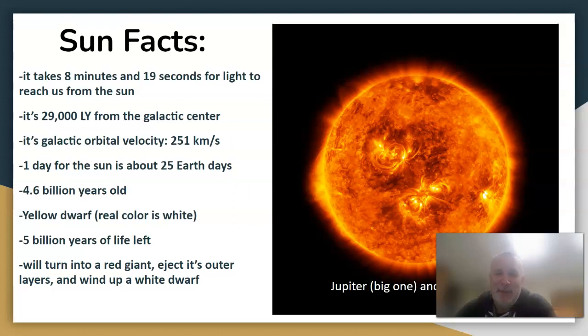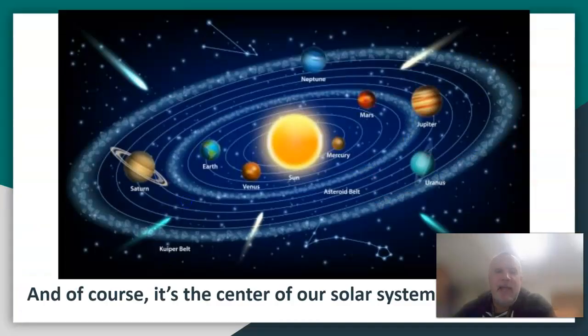One day for the sun is about 25 Earth days. The sun is about 4.6 billion years old. It is a yellow dwarf, although it is mostly white, and it has about 5 billion years of life left. Eventually, it will turn into a red giant, eject its outer layers, and wind up a white dwarf, but we'll talk about that all later. And, of course, we know it as the center of our solar system. So there it is in the middle with all the planets orbiting around it.